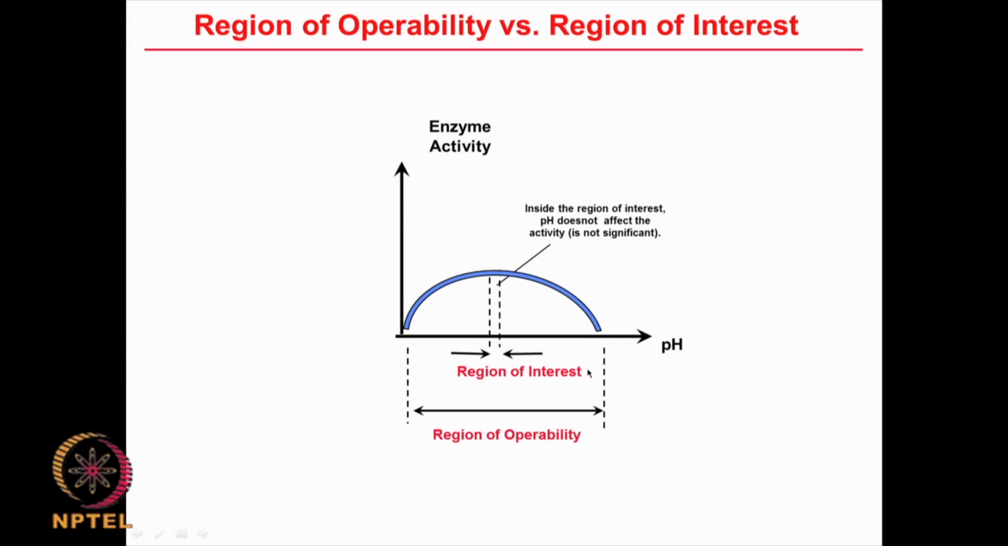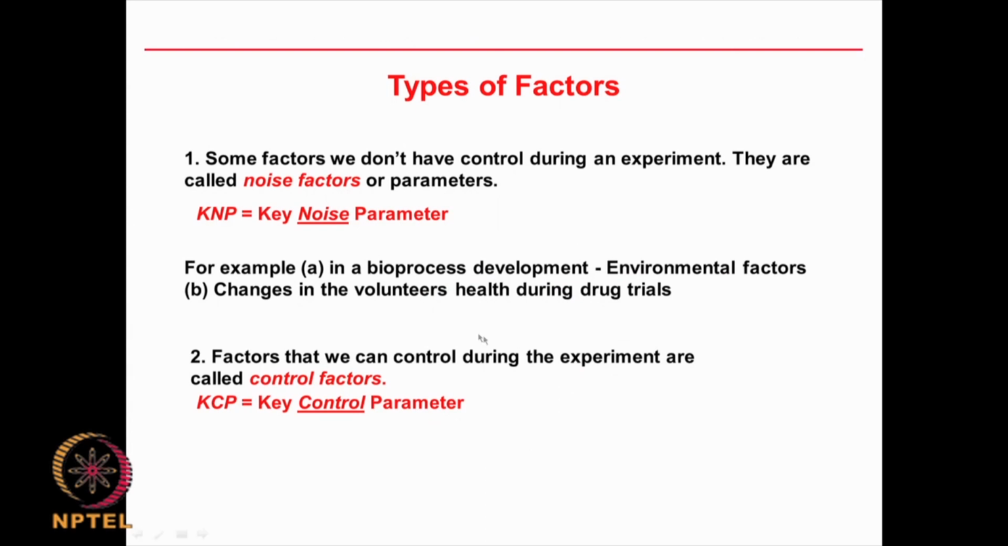In the region of interest in which you are studying, that particular parameter will not have any effect on the activity. You need to keep that in mind. As I said, there are some parameters over which you do not have any control, and some over which you have control. The parameters over which you do not have control, like the traffic lights, the road work that is going on or heavy rains, are called the key noise parameters. The parameters over which you have control are the key control parameters. That means temperature, which I can change in a fermenter.